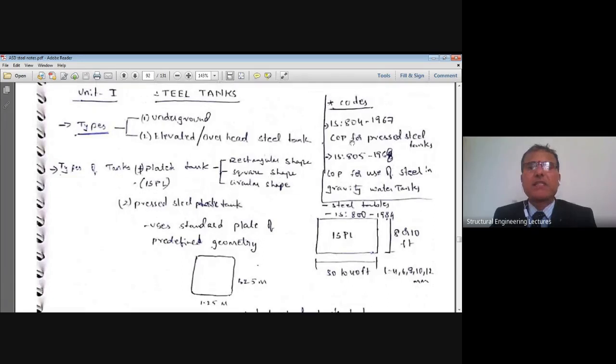Now, the first code is IS 805-1968. This is the code of practice for use of steel in gravity water tanks, followed by IS 804-1967, code of practice for pressed steel tanks. Then let us see the first code specification, IS 805, then followed by IS 804. Now, the first code, IS 805, is like this.